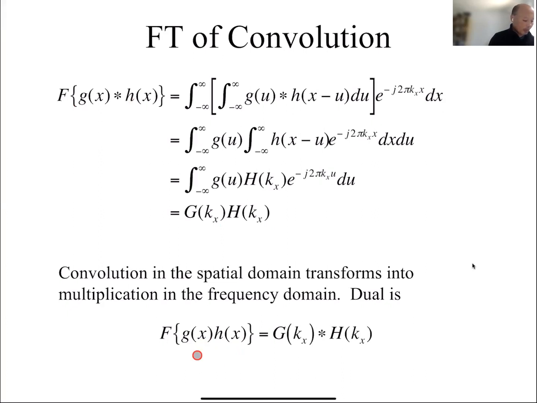This is important to pay attention to because this is a mistake that is commonly made, people will just apply separability here. But these are not separable functions. This is x and x. As it turns out, the Fourier transform of this is G of kx convolved with H of kx. So what that means is convolution, let's see what happened to my pen.